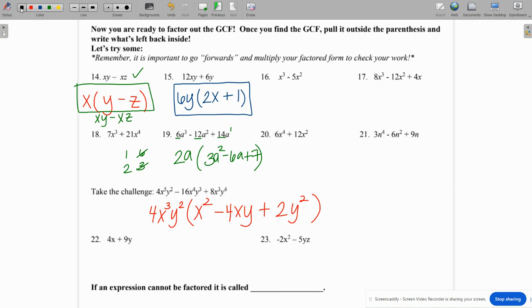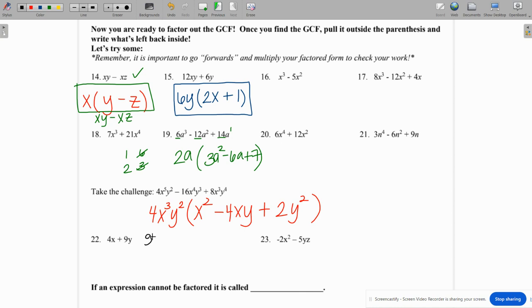There's one last thing that we need to talk about. If I tried to factor 4x plus 9y by finding the GCF, 4 and 9, the only thing they have in common is 1. And then there's x's here, but not here. There's y's here and not here. So x and y both aren't part of the GCF.